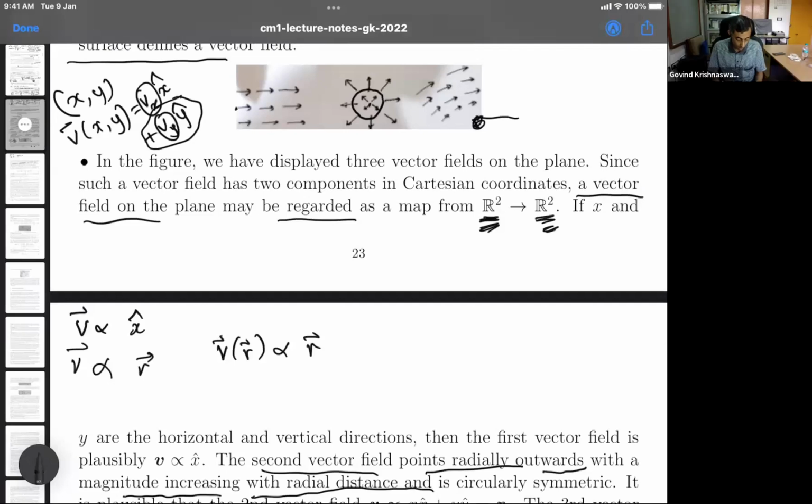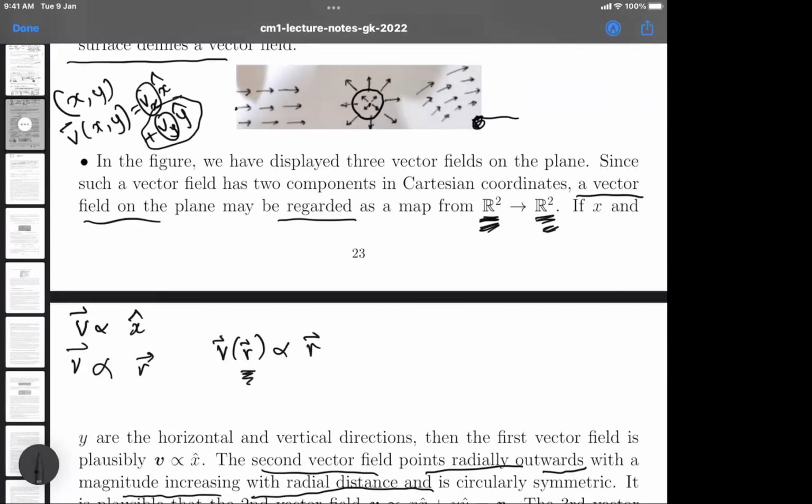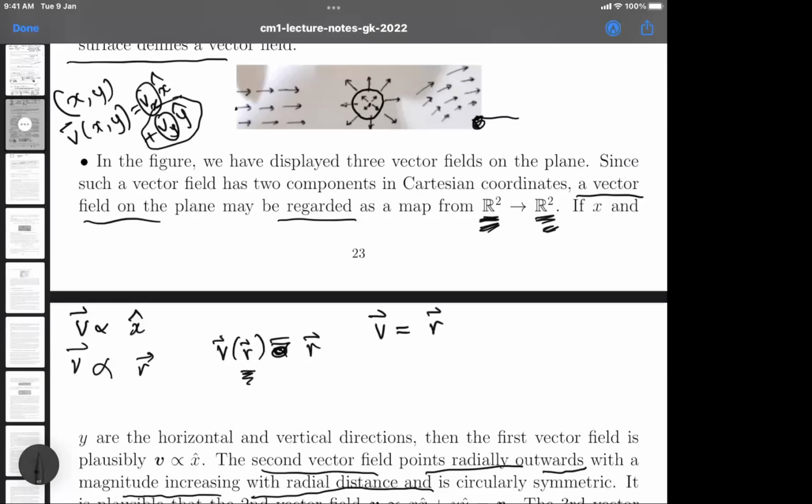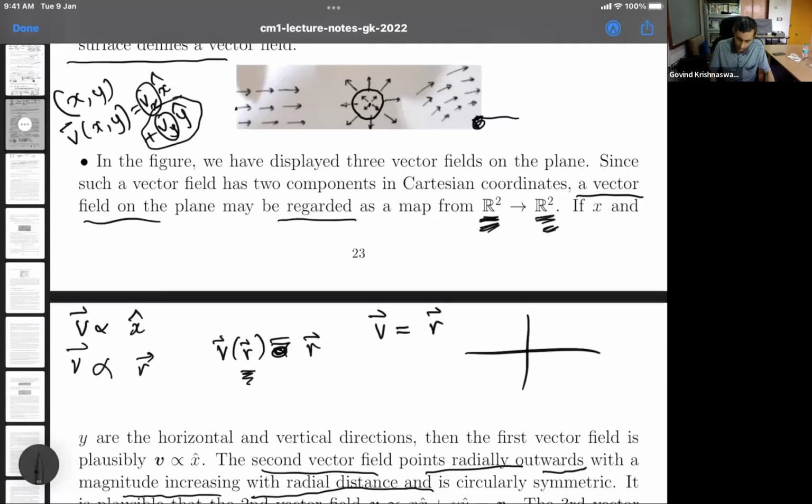Oh, no. V of R is itself a vector at every location R, right? So you mean that the absolute value of V is proportional to the absolute value of R? That would in particular be true, but more is true. Let me be specific. Suppose it's actually equal to R. Forget about that proportionality constant. Maybe it is 1. I will choose units where it is 1. And so I am proposing the vector field V is equal to R. I am considering this vector field. Let me plot this for you. At the point 0, 0, what is this vector?